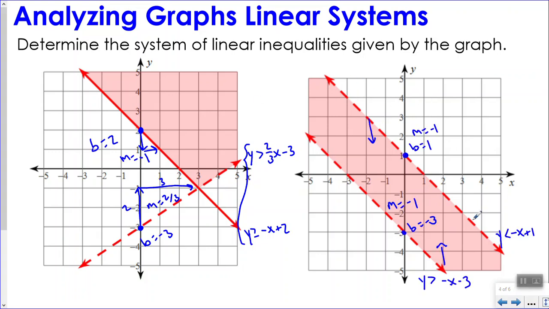Alright, so if you look at our top line, we have a slope of -1, a y-intercept of 1, and we're shading down with a dotted line, so that's y is less than -x plus 1. For the bottom line, we have a slope of -1 again, a y-intercept of -3, dotted line, and we're shading up, so it's y is greater than -x minus 3.